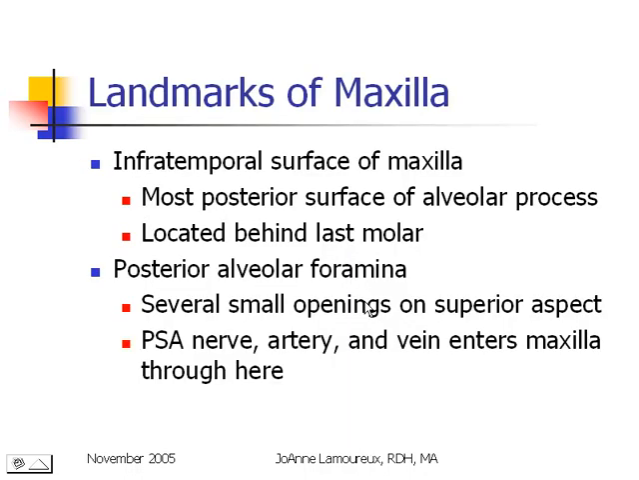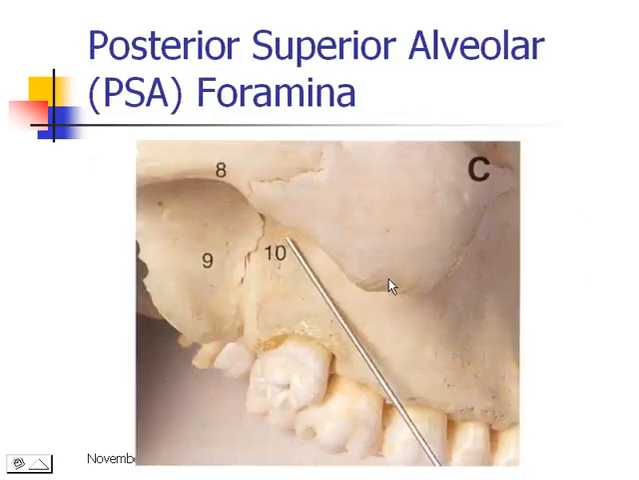Other landmarks of the maxilla that you need to be aware of are the infratemporal surface and the posterior superior alveolar foramina. Let me give you a little orientation here. You're looking at a skull, the lateral view or the side of the skull. This would be your maxillary molars. This is what you call the maxillary tuberosity. And the infratemporal surface of the maxilla is just this, where the tuberosity goes upward.